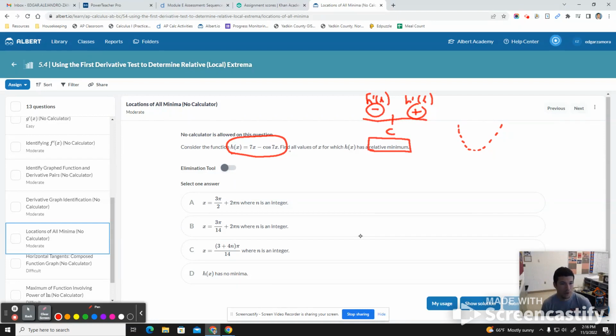Okay, so in order to determine that, we need to find the critical values. Let's start by finding the derivative. So h prime of x is going to be 7. The derivative of cosine is negative sine, so that's plus 7 sine of 7x, and chain rule times 7. So we have 7 plus 7 sine of x, all right. Now, you guys can look at the explanation all you want, right? We can set this equal to 0 and find where the value of x is going to be equal to 0.